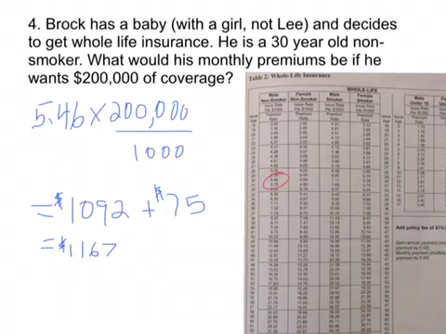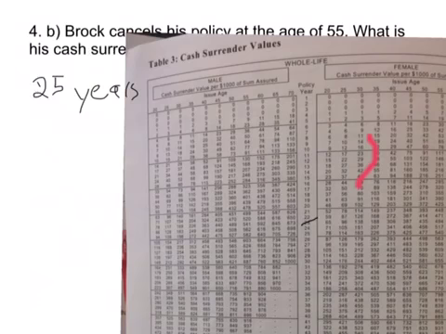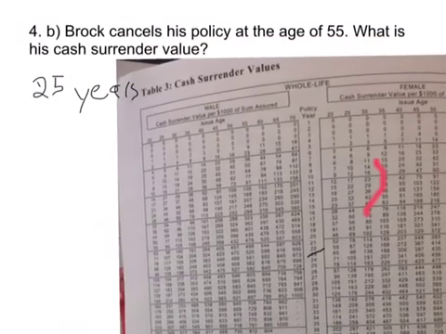And now we want to know what his monthly premiums are going to be, so we multiply by 0.09. Don't divide by 12. So the answer is $105.03 per month.